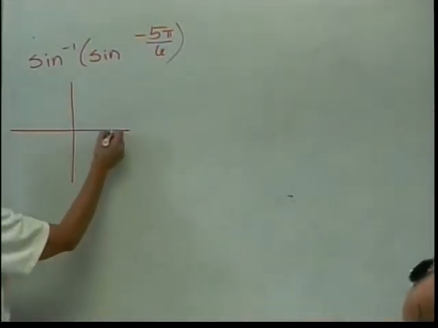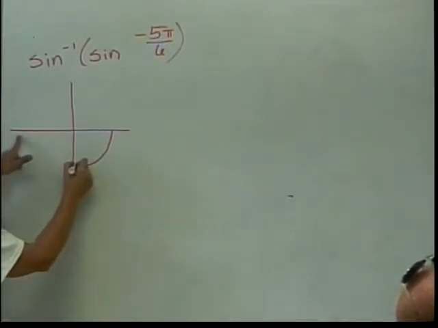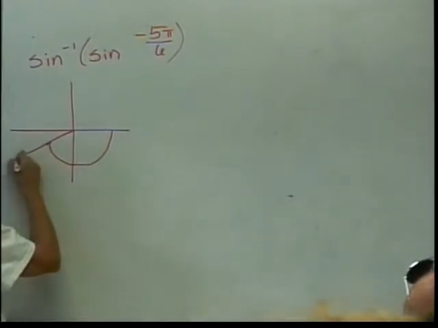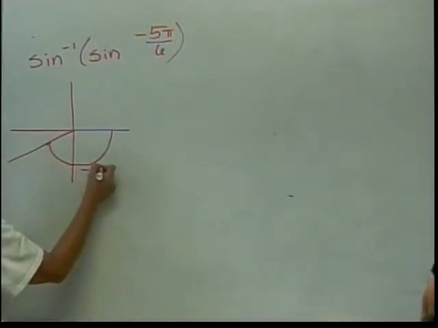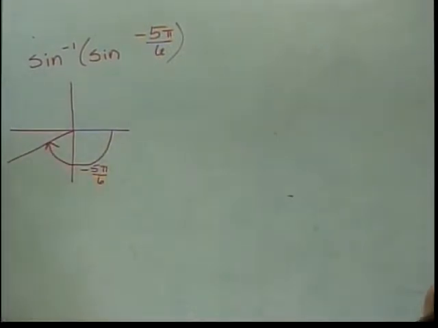Clockwise, so we're going this way. How far do we go? Keep going. Not quite to here? Not quite to there? Okay, so approximately right there. So that's my negative 5 pi over 6. Gotta make sure you see my thumb, so you know that's the way I went.